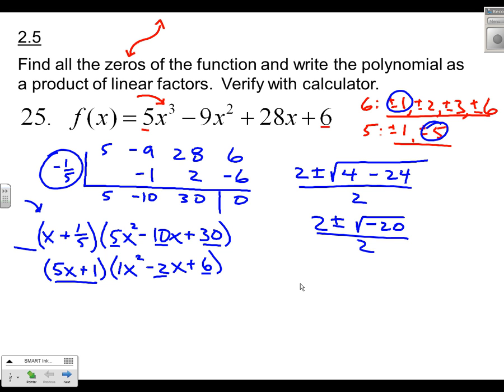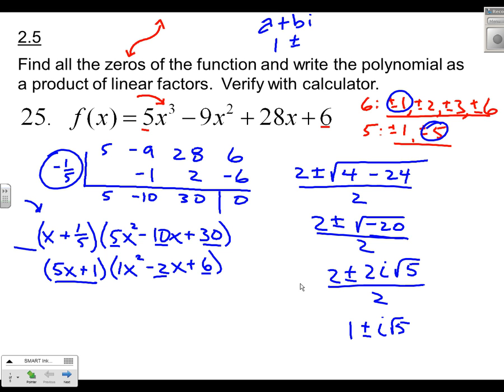Okay, but we're allowed to be in imagination land now, so we can go ahead and pull the i out of negative 20, the square root of negative 1. This becomes 2 plus or minus, I'm going to get an i. But the square root of 20 can be broken down into the square root of 4 times the square root of 5. And that reduces into 1 plus or minus, divide the top and bottom by 2, 1 plus or minus i root 5. And the standard form up top here is a plus bi. So you're going to see this oftentimes written as 1 plus or minus the square root of 5i.